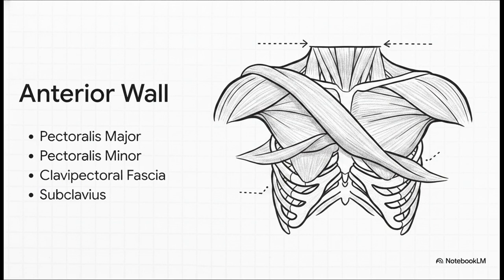That is the primary structural beam of our anterior wall. But if we peel that back, we find a few hidden layers in there. Right behind it sits the pectoralis minor muscle, which is safely enclosed within a protective sheet called the clavipectoral fascia. And tucked right up under the collarbone at the very top of this wall is a tiny little muscle called the subclavius. Together, all of these form the solid front wall of our axillary room.